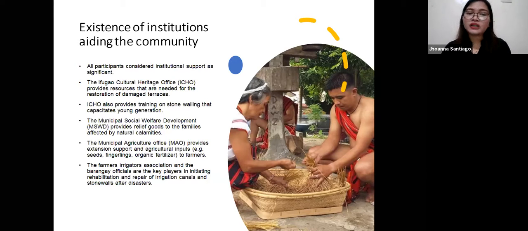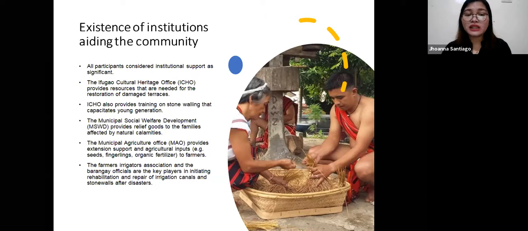people. And during calamities, the existence of the Municipal Social Welfare Development, or the MSWD, is very important because it provides them relief goods for the families affected by natural calamities. And another thing is the existence of the Municipal Agriculture Office because it helps them with extension support and agricultural inputs like seeds, fingerlings, and organic fertilizers. So they provide support to the farmers.